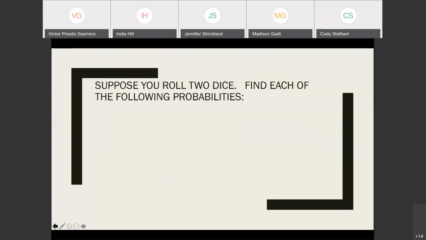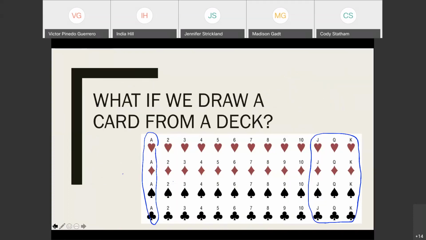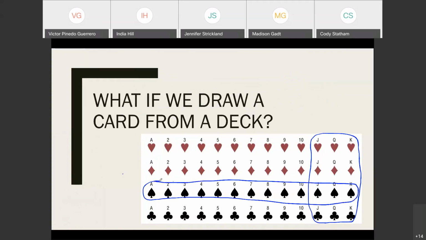All right, we have the face cards circled already. So now let me circle the spades and let's see if there's any overlap. All right, so here are the spades. So there's definitely some intersection between those two groups, right? So they are not mutually exclusive because they share these three cards right here. All right, any questions with those?